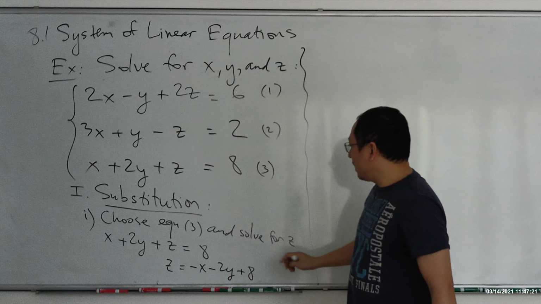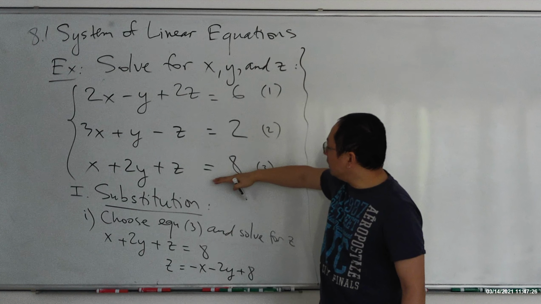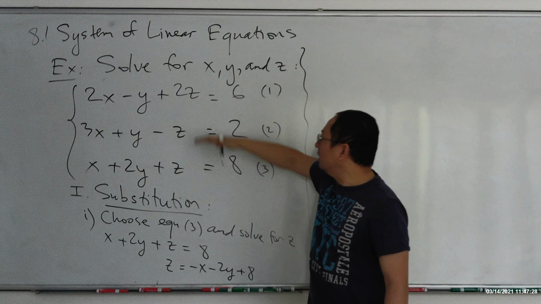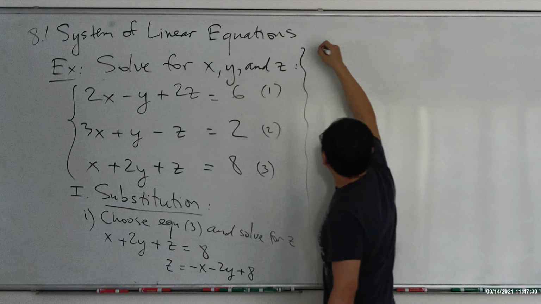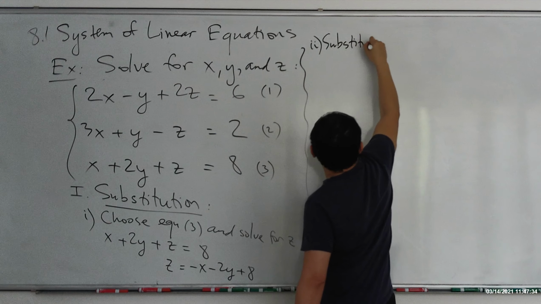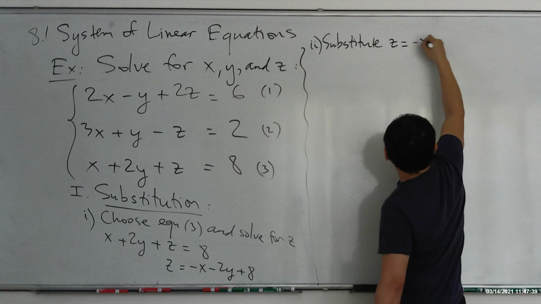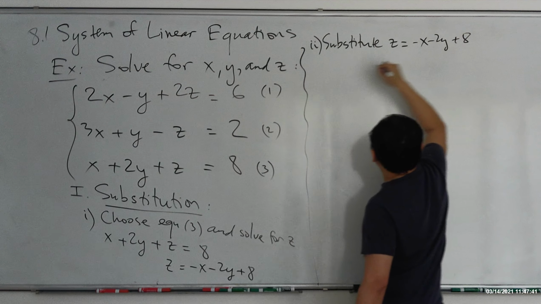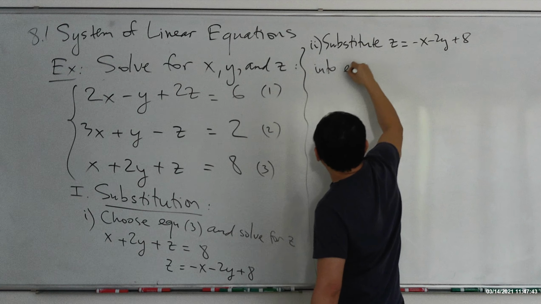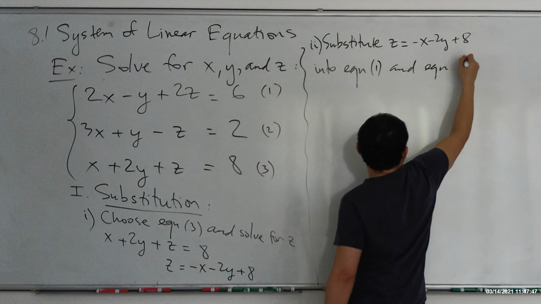Next step is what? You're going to substitute that z into the other two equations. You already used equation 3 to solve for z, so don't use it again, okay? Plug into equation 1 and 2. So the second step: substitute z equal to negative x, negative 2y plus 8 into equation 1 and equation 2.